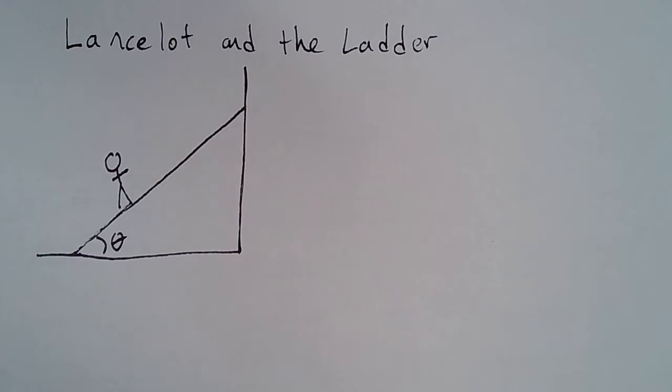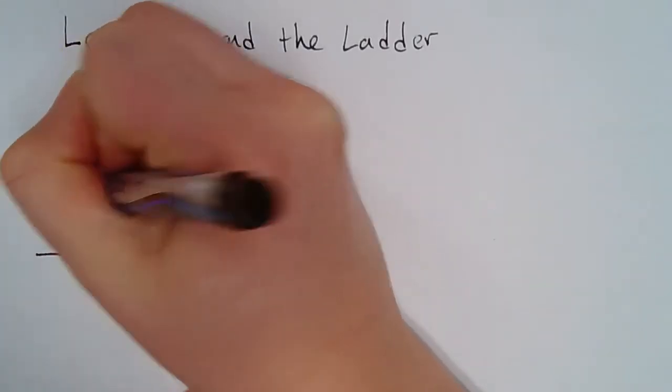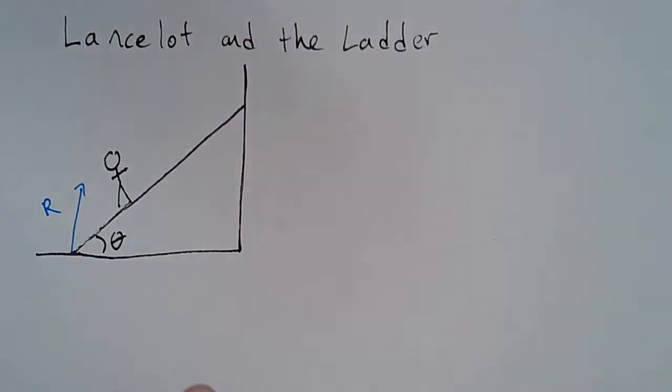So the general idea was that Knight Lancelot was using a ladder to get over the Camelot wall. And when we come to the problem, Lancelot is a third of the way up the ladder, and the question initially asks for this kind of weird force, and they draw it on the picture like this. And they have the letter R next to it.